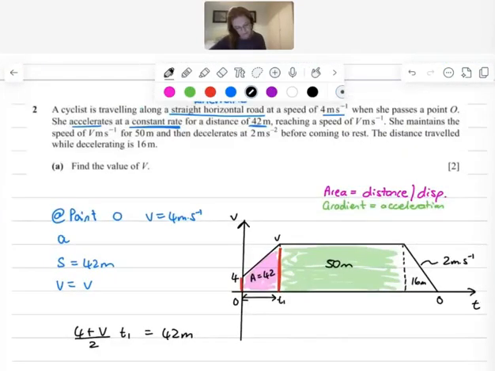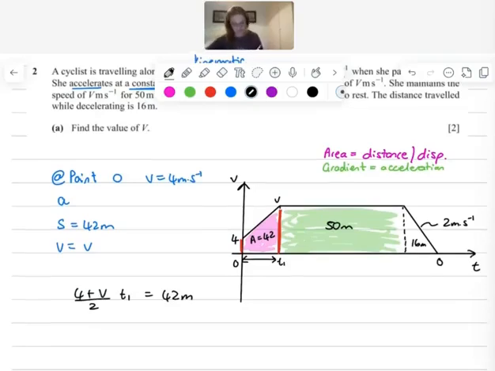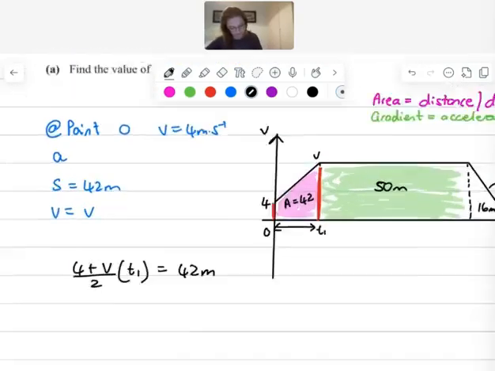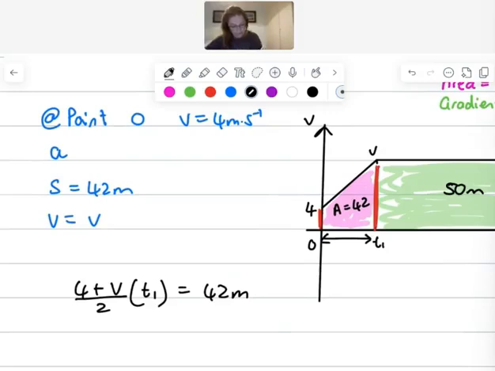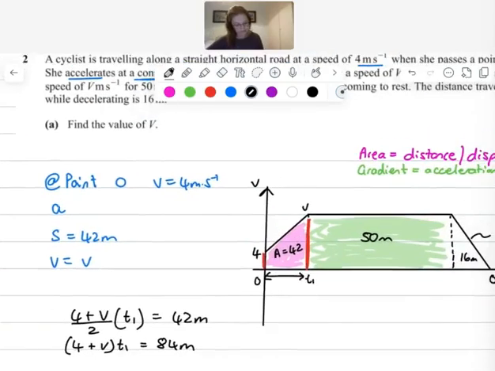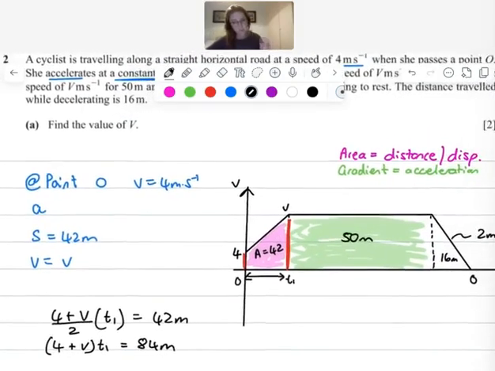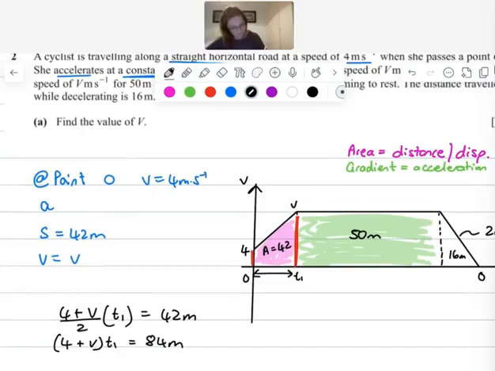Did she tell us any time? Okay, we don't know what the time is of that, so there's going to be a couple of unknowns here. If I were to just multiply my 2 to the other side, I'm going to just leave it like that for now. I'm going to set up another equation. So my middle block has an area of 50. So that has a length of v, one side here, and another length, which we don't know what that is.